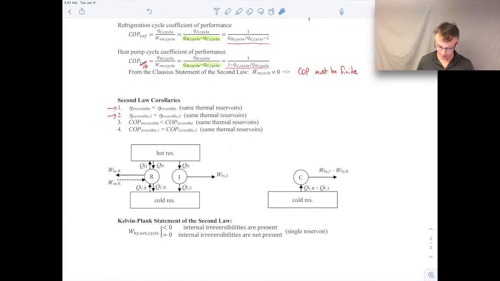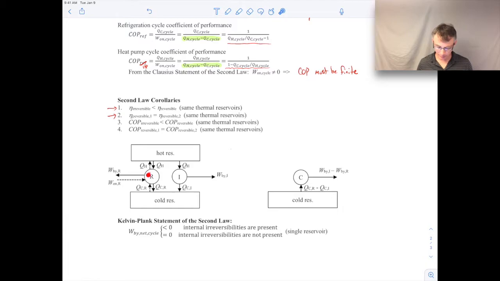For the irreversible system, we have some QH going into the system, QC coming out, and we're going to extract some work from it. It's a power cycle, so we're going to get some work out of it. The work coming out, I'll put a subscript I there to indicate it's the work coming out of that irreversible system. And for the heat going into the cold reservoir, I'm going to put a QC sub I here to indicate that's the heat going into the cold reservoir from the irreversible cycle.